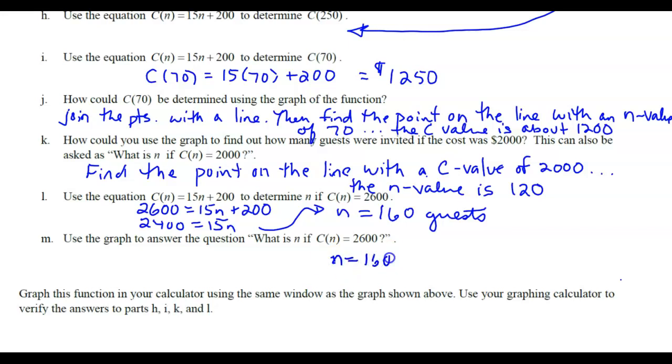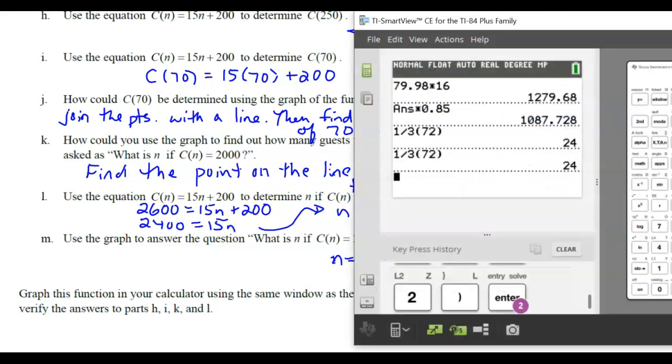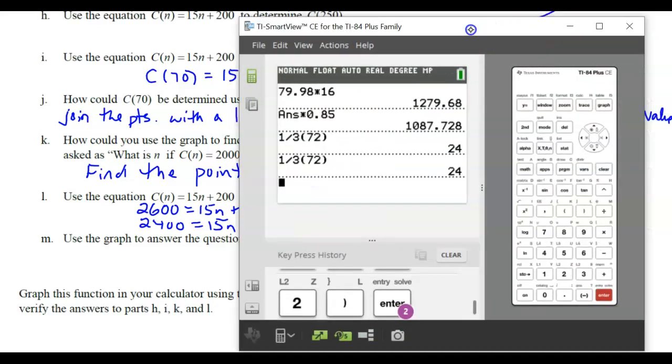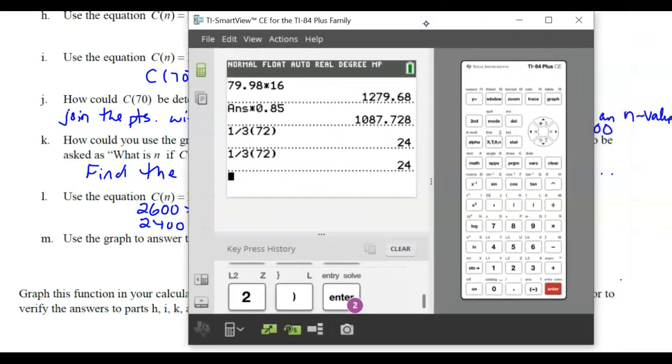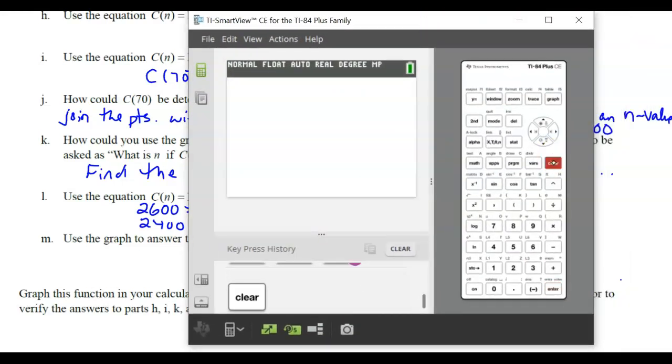Okay, now we're going to do this on our calculator. If you do not have a graphing calculator, move and sit next to someone that has one. Okay, so it says graph this function in your calculator using the same window as the graph shown above. Use your graphing calculator to verify the answers to H, I, K, and L. So I've got a TI and I've got a Casio. So I'll put them on both.